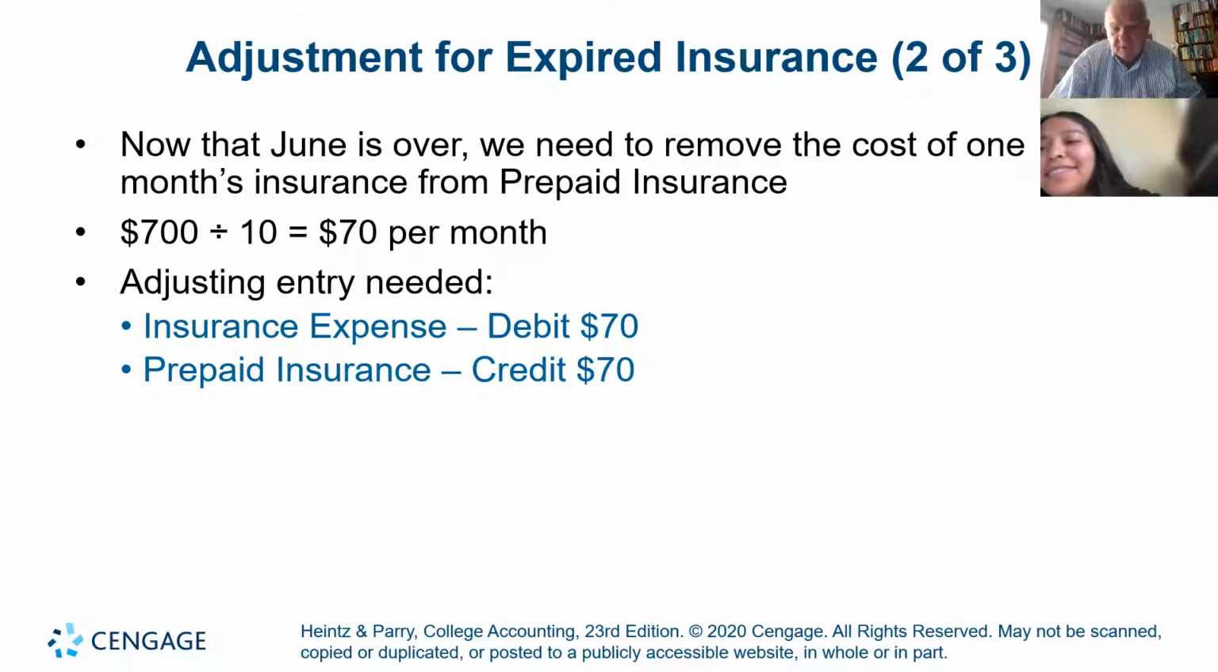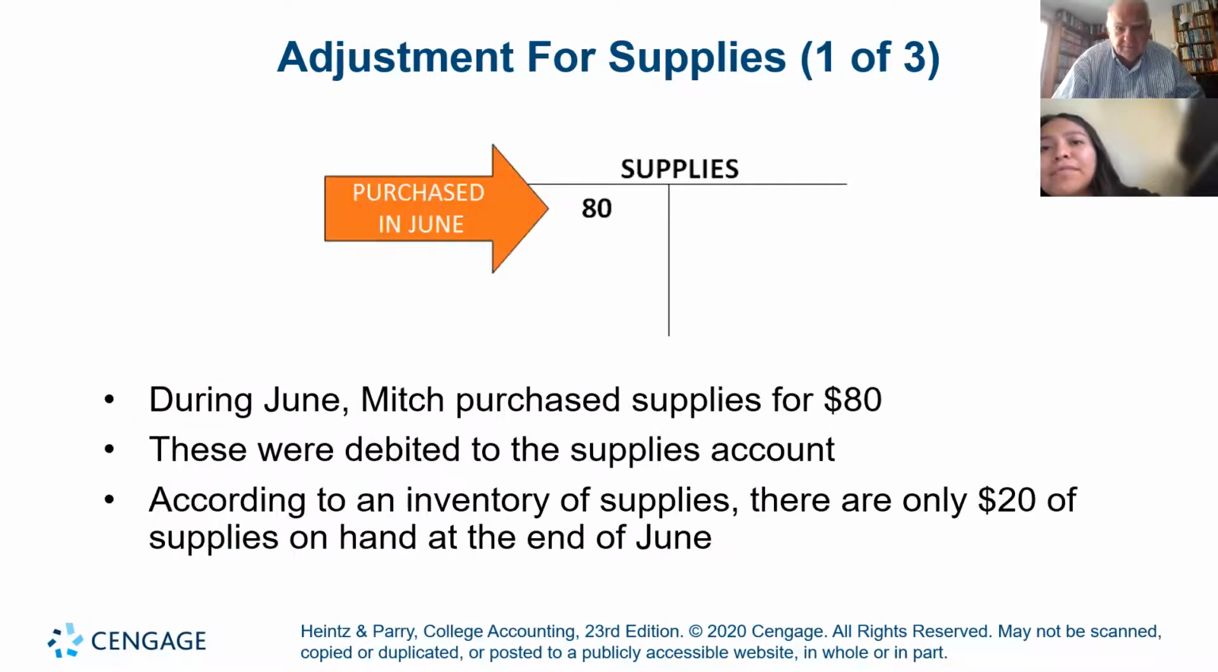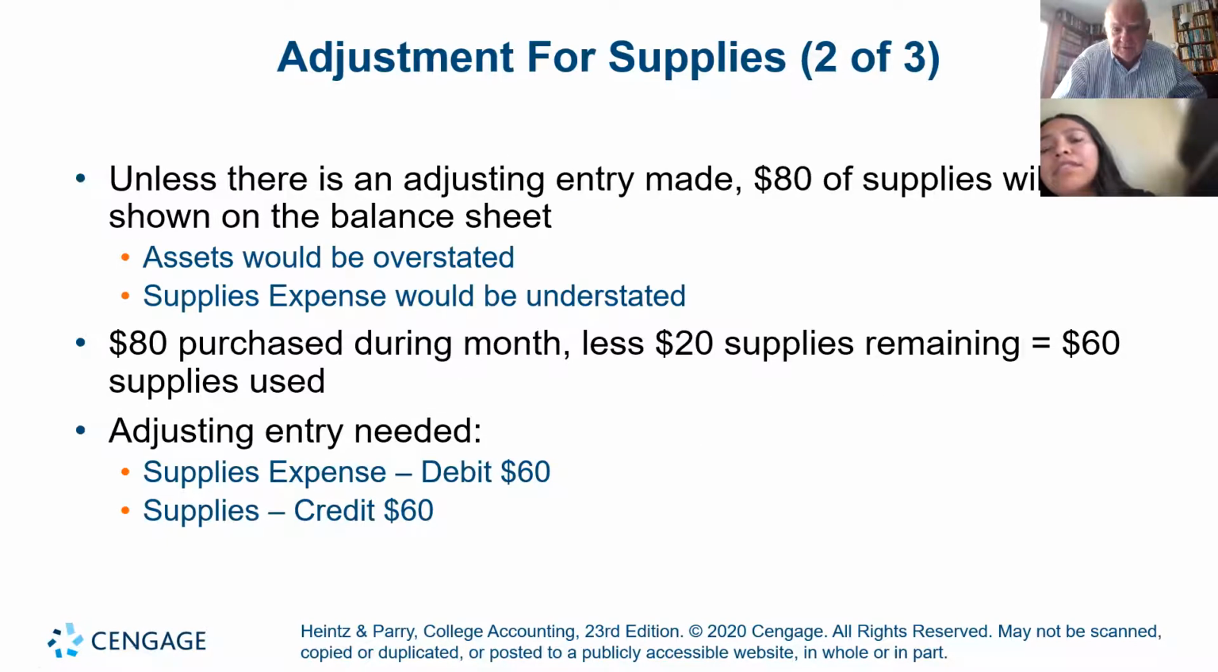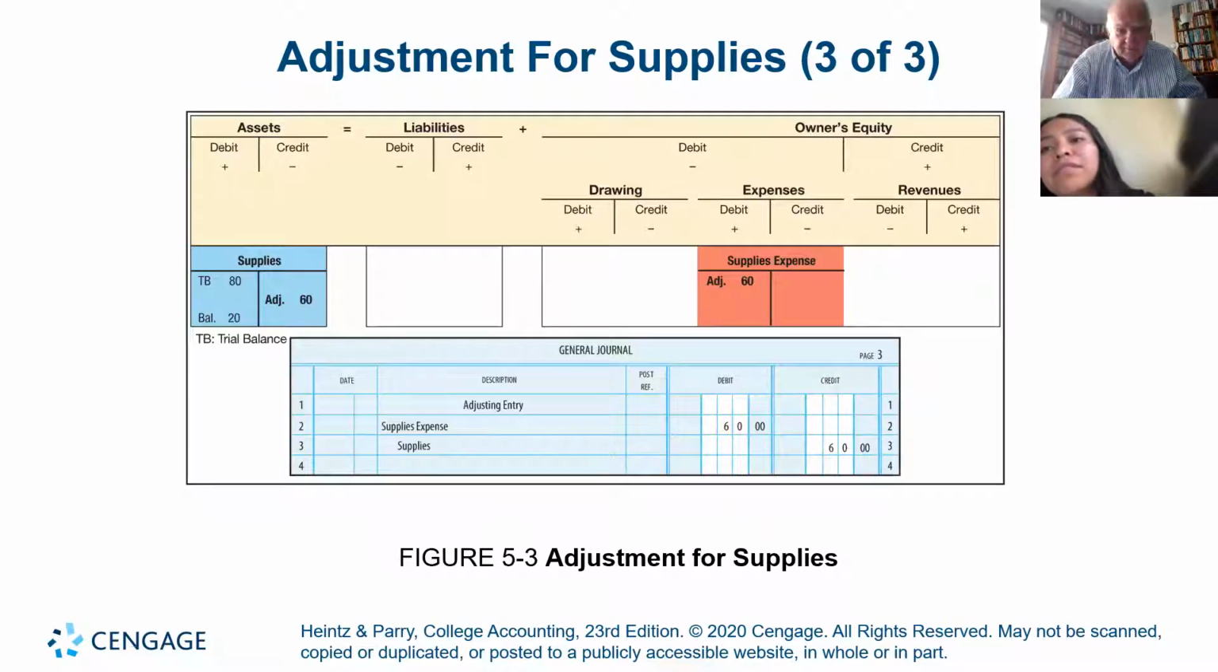Yeah, it did. And it's the same thing with the supplies. We bought $80 worth of supplies. Well, we haven't used them yet. We bought them in June, but we haven't used them yet. So that's an asset until they're consumed, until they're used. And what they're saying here is at the end of June, there's only $20 worth of supplies left. That means we used 60.